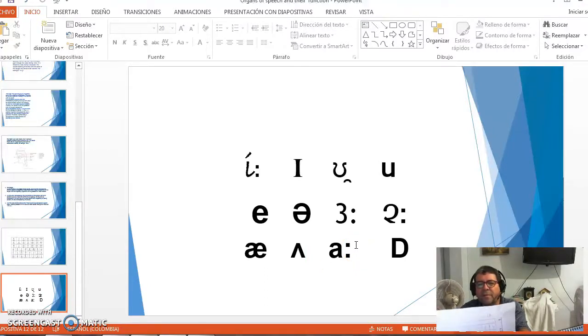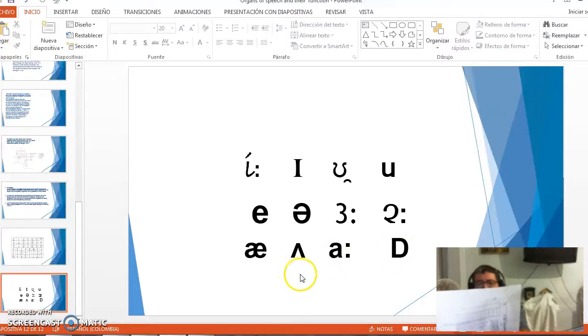Also, the sounds come from different parts of the mouth. For example, in the first section, the sounds come from the front part of the mouth. In the middle section, the sounds come from the middle, the hard palate. And in the third section, sounds come from the back of the mouth. Okay, now I will go around, and I want you to think about what position your mouth has when you pronounce it.